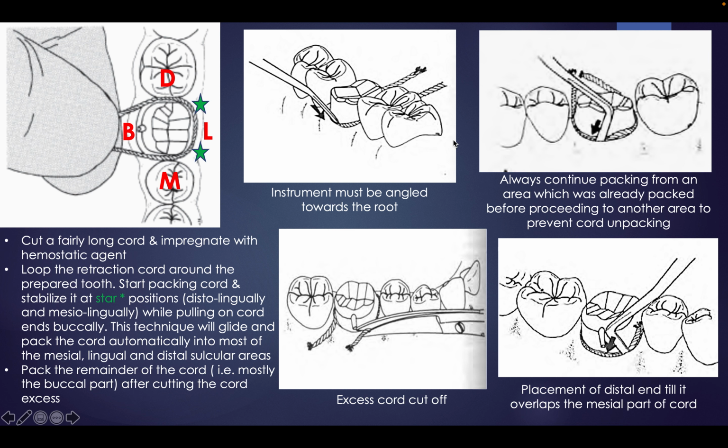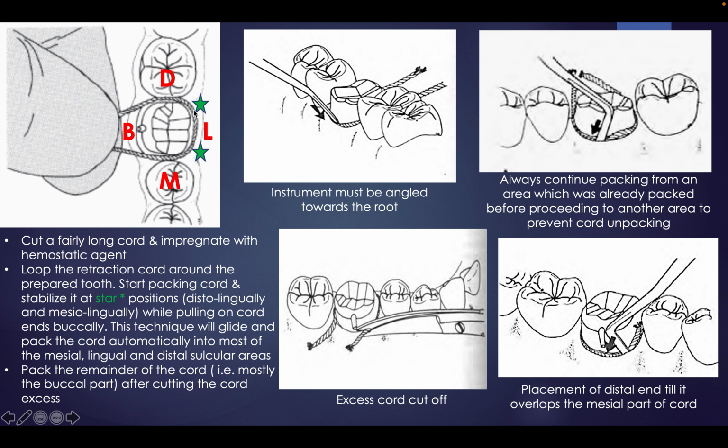Because the tooth is bulbous, this effect will get the cord in one, two, three areas: distal, lingual, and mesial. There might be some few areas remaining, and you just need to tuck it in, and all that's remaining after that would be the buccal. So it is an easy technique where you would loop the tooth with the cord, and you just press here with the plastic instrument or the cord packing instrument.